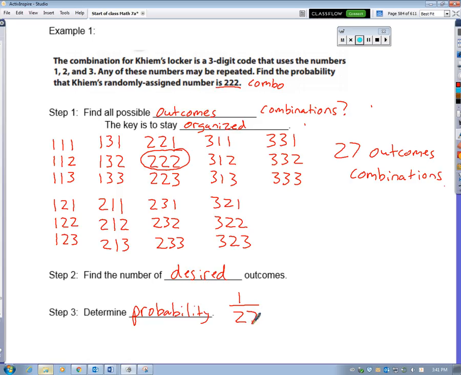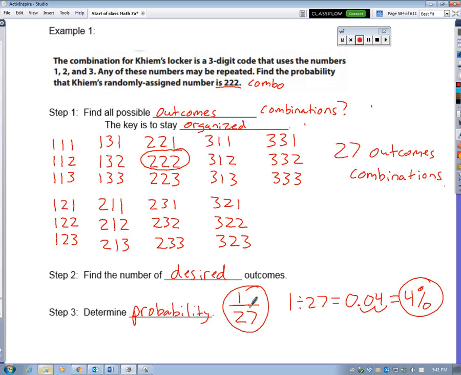So that's our fraction. If we wanted to turn that into a percent to see what that would be, we could take 1 divided by 27. And when we do that, our percent would come out to, kind of rounds out to 0.04. We could move that decimal point 2 places to get us 4%. Okay, so those are our probabilities. If you like fractions, it's 1 out of 27 chances of having that combination. Or if you like percents, you could say there's a 4% chance of having a combination of 2, 2, 2.